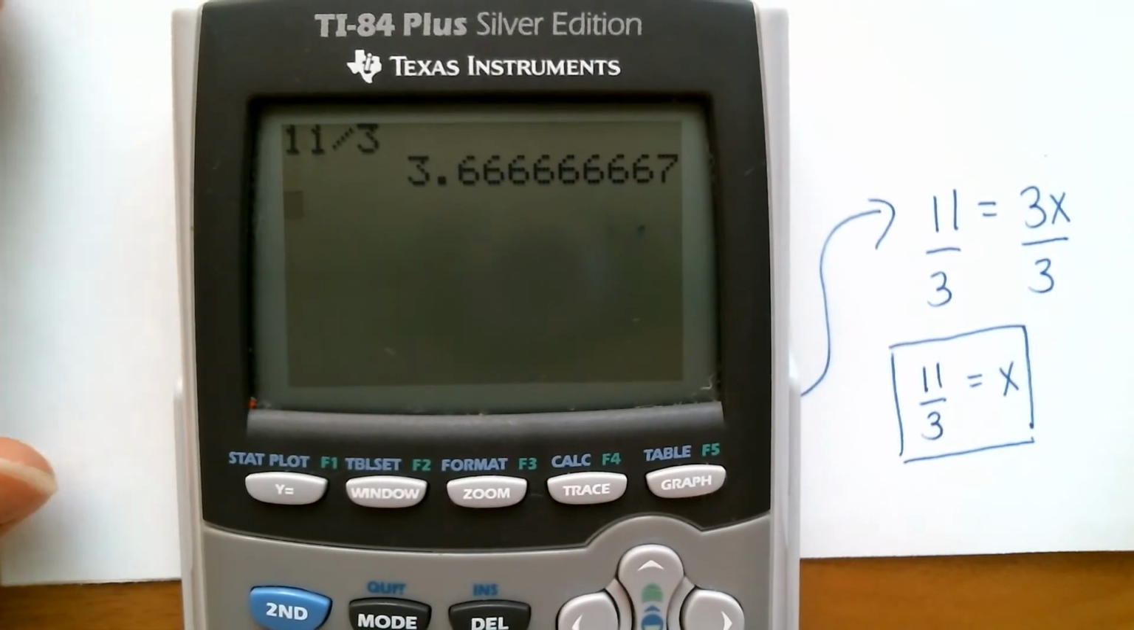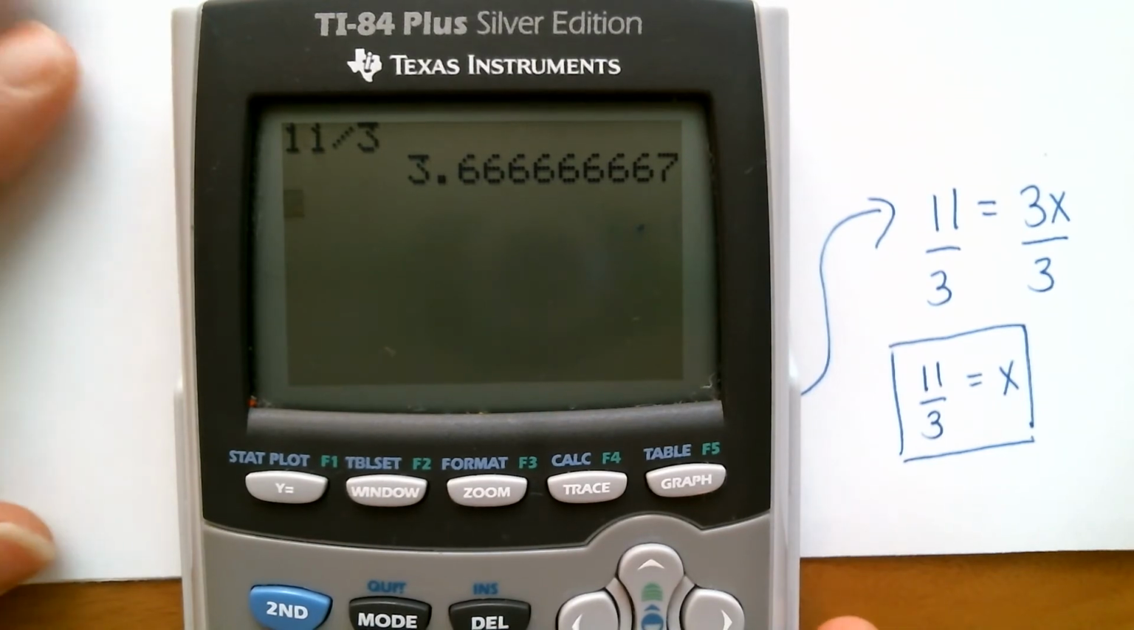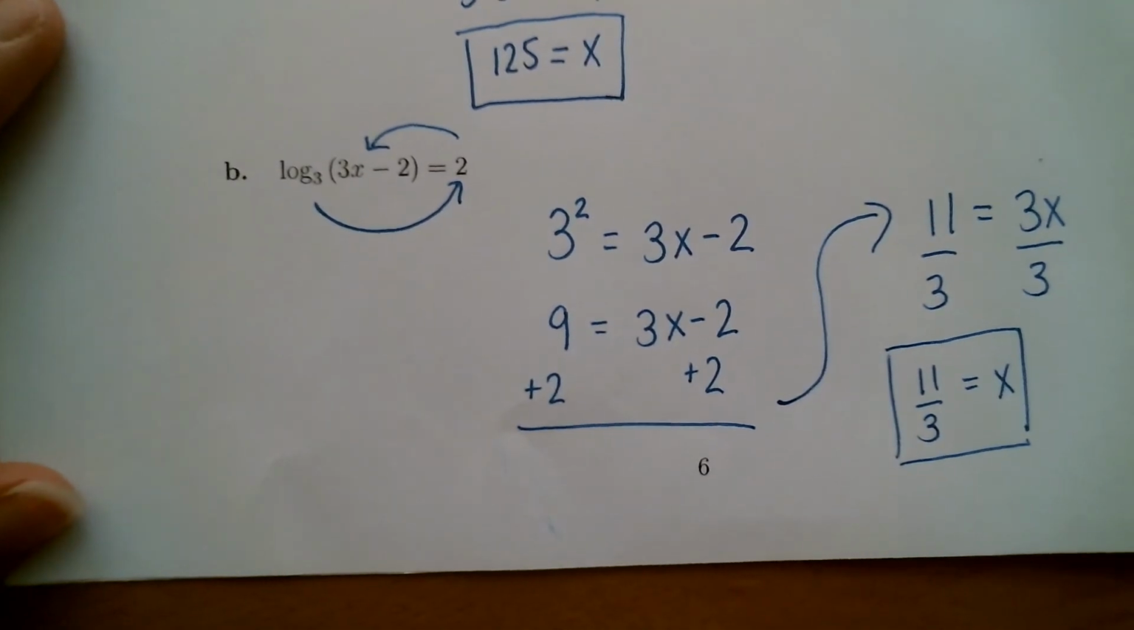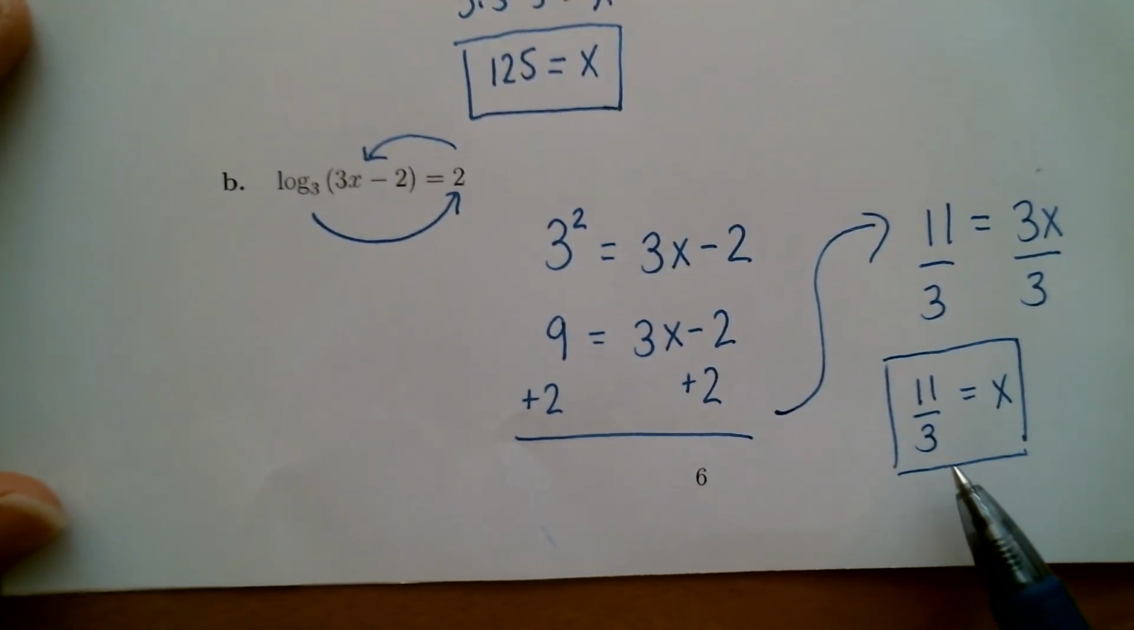11/3. Irrational means that you have a decimal that does not end and does not repeat. This is a repeating decimal. It's 3.6 and the 6 repeats forever. So this is considered a rational number. Basically, rational means fraction. If you can write your answer as a fraction, you're okay. So this is not an irrational number.